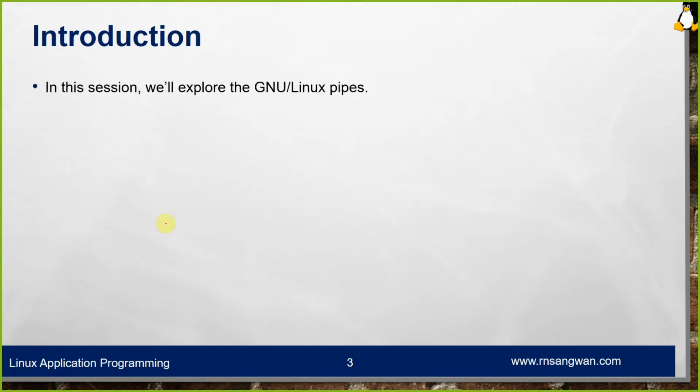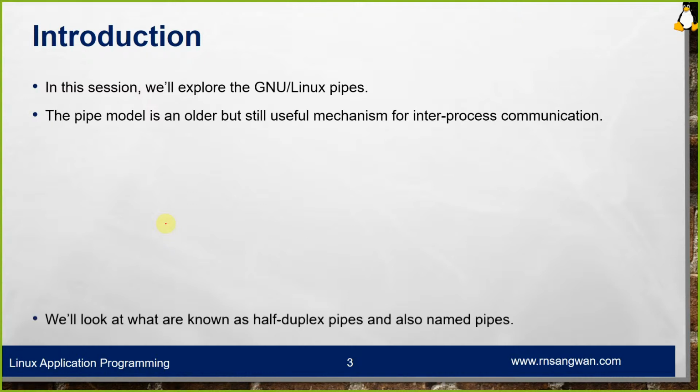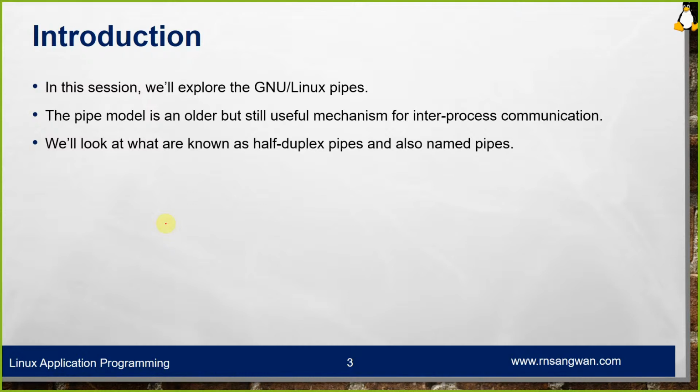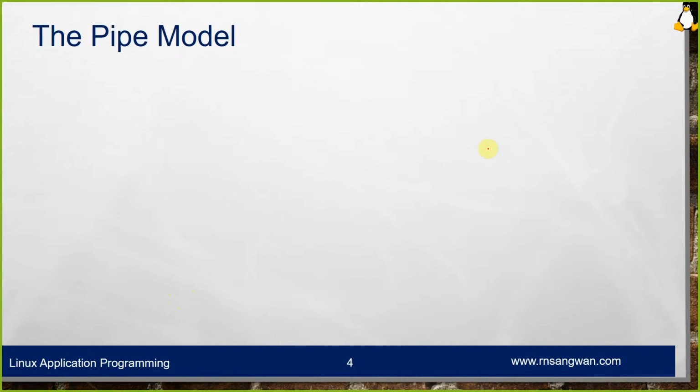So in this session we'll explore Linux pipes. The pipe model is an older but still useful mechanism for inter-process communication. We'll look at what are known as half-duplex pipes and also named pipes. Each offers a FIFO queue model, that is a first in first out queue model, to permit communication between processes. The pipe model.